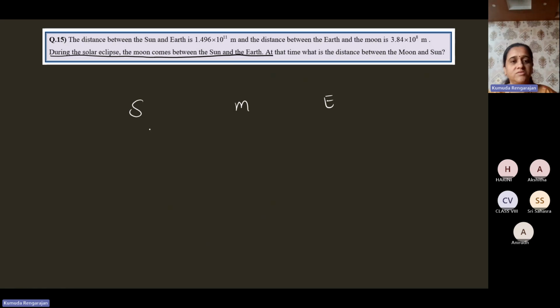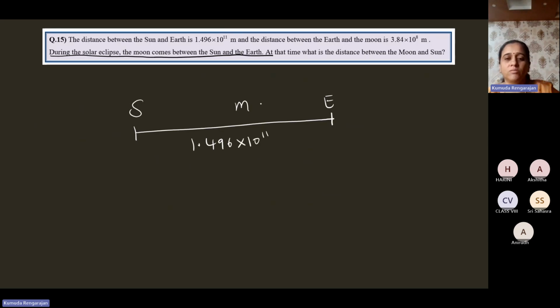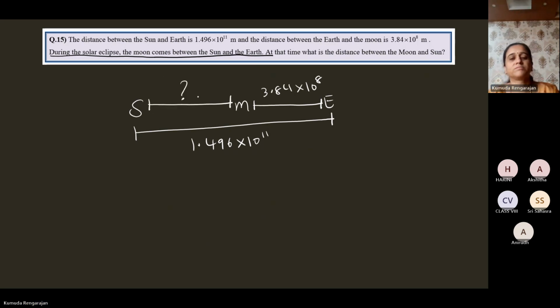Now, the distance between the sun and the earth, from here to here, is 1.496 into 10 to the power 11 meters. And the distance between the earth and the moon, this one, is 3.84 into 10 to the power 8 meters. What is the distance between the Moon and the Sun? This is your question.